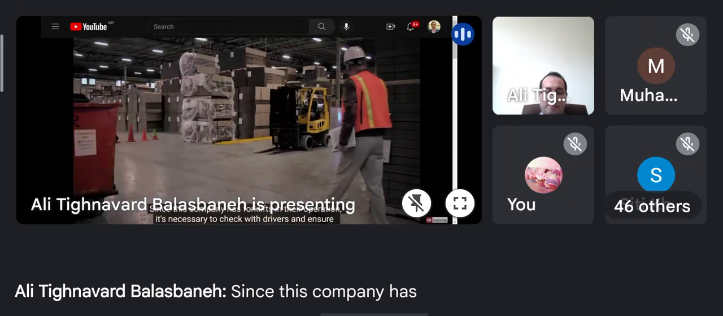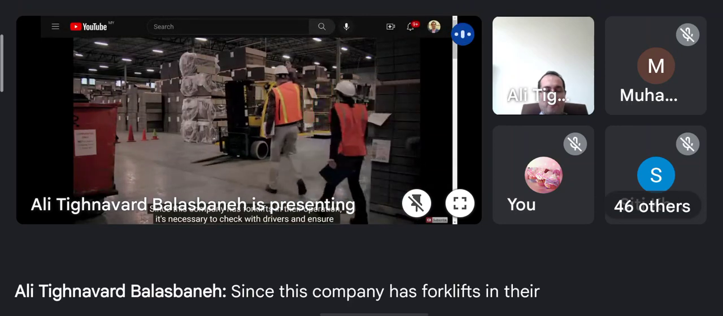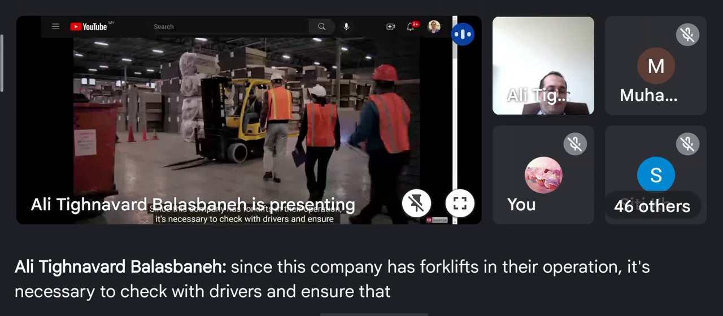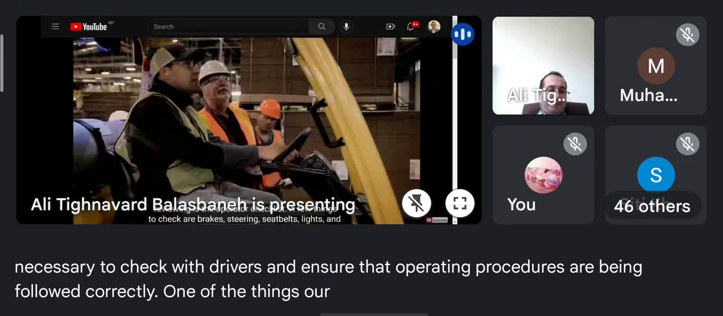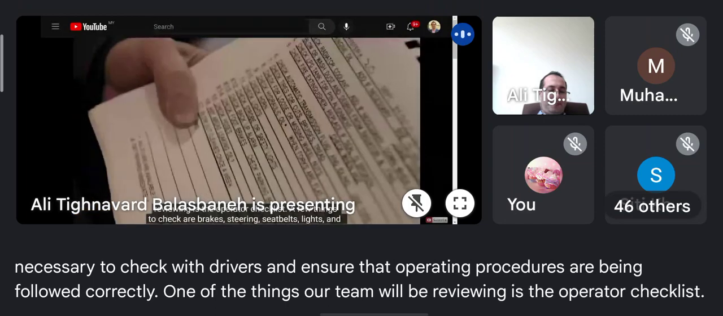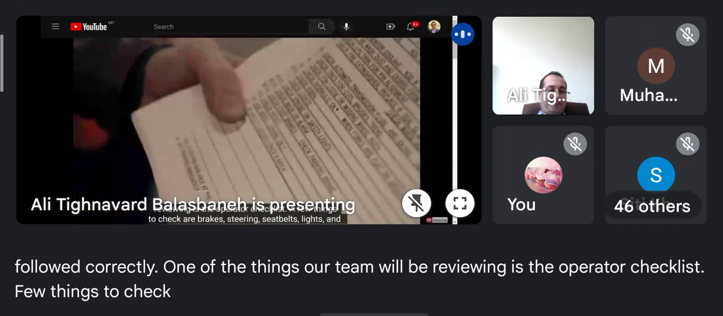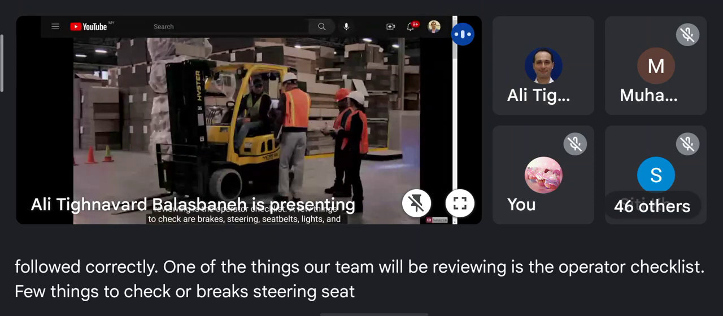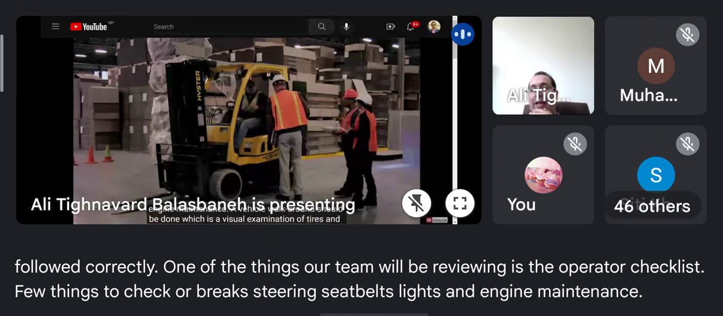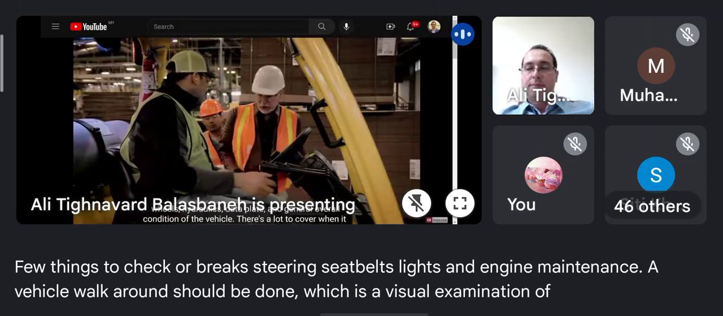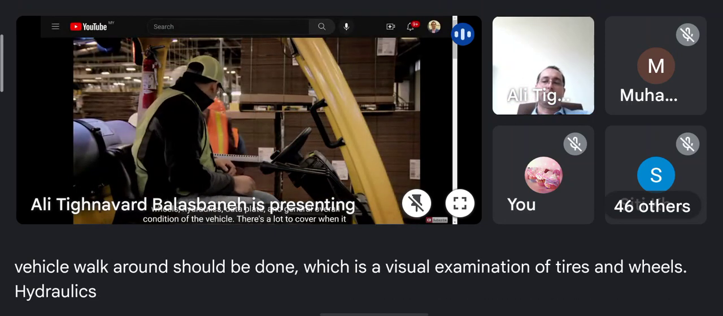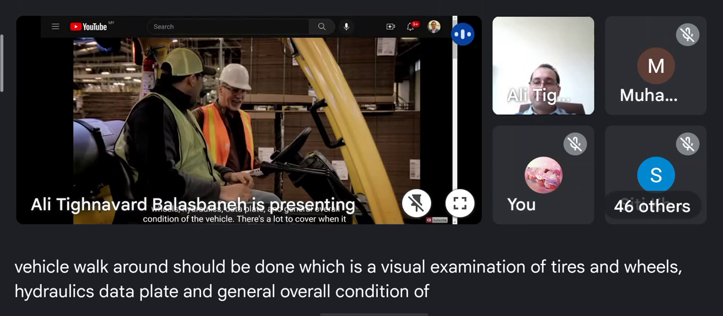Since this company has forklifts in their operation, it's necessary to check with drivers and ensure that operating procedures are being followed correctly. One of the things our team will be reviewing is the operator checklist. A few things to check are brakes, steering, seatbelts, lights, and engine maintenance. A vehicle walk-around should be done, which is a visual examination of tires and wheels, hydraulics, data plate, and general overall condition of the vehicle.